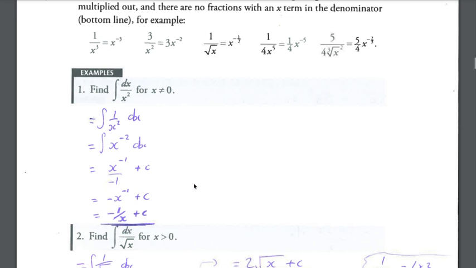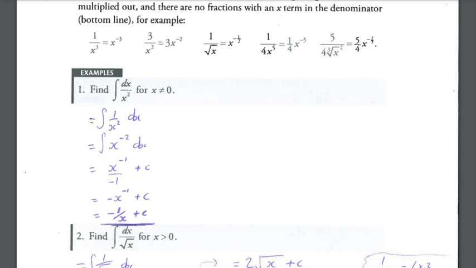So question number 1, find the integral of dx over x squared for x not equal to 0. So for that, guys, why is the x not equal to 0 there? We cannot divide by 0, so we just need to state in the question, to make it mathematically correct, that x cannot be 0 there, because if we're dividing by 0, we cannot divide by 0. It's like saying how many zeros make 1. No matter how many zeros you have, you will not have enough zeros to make 1.